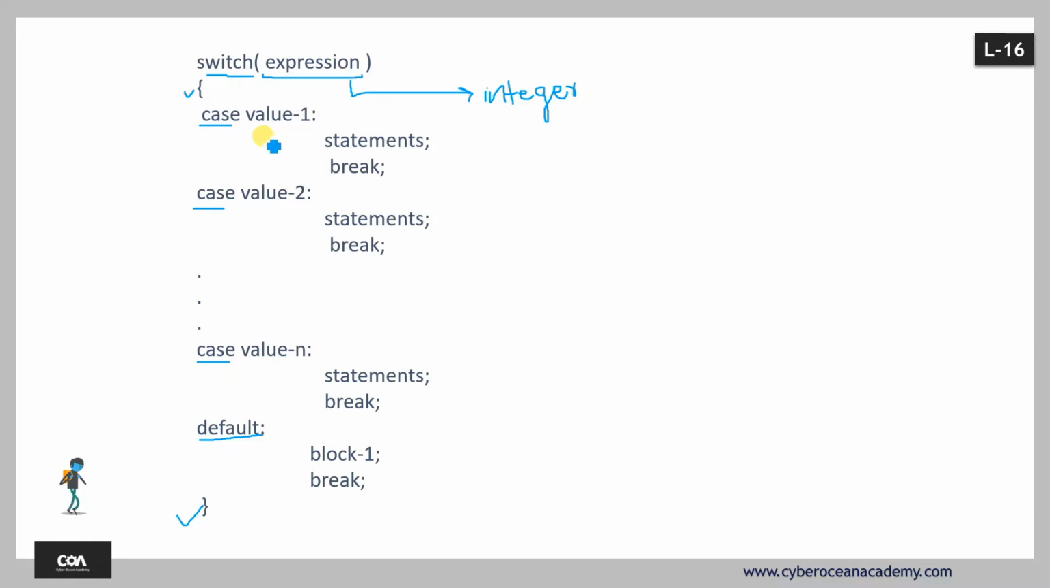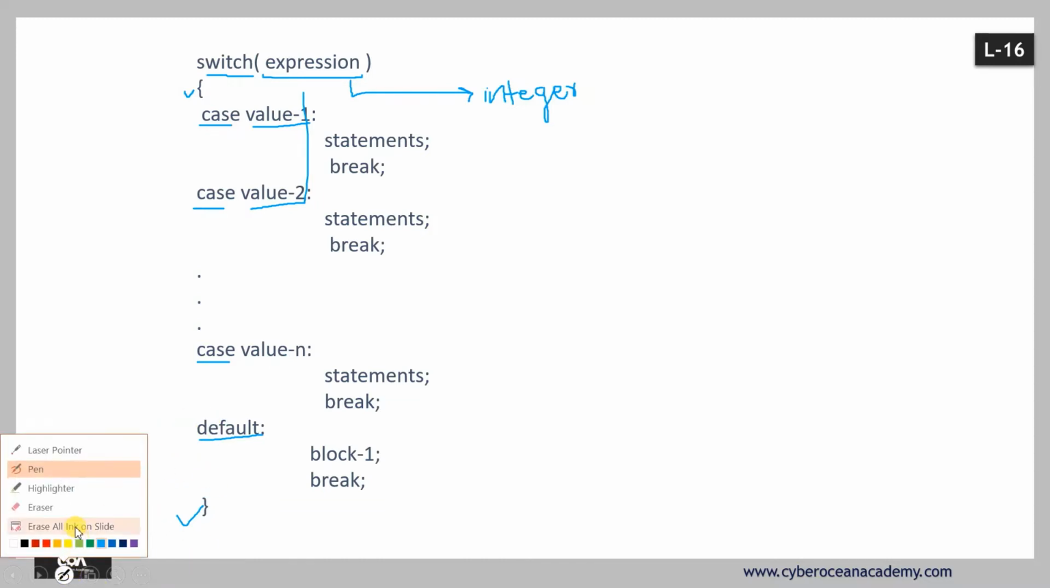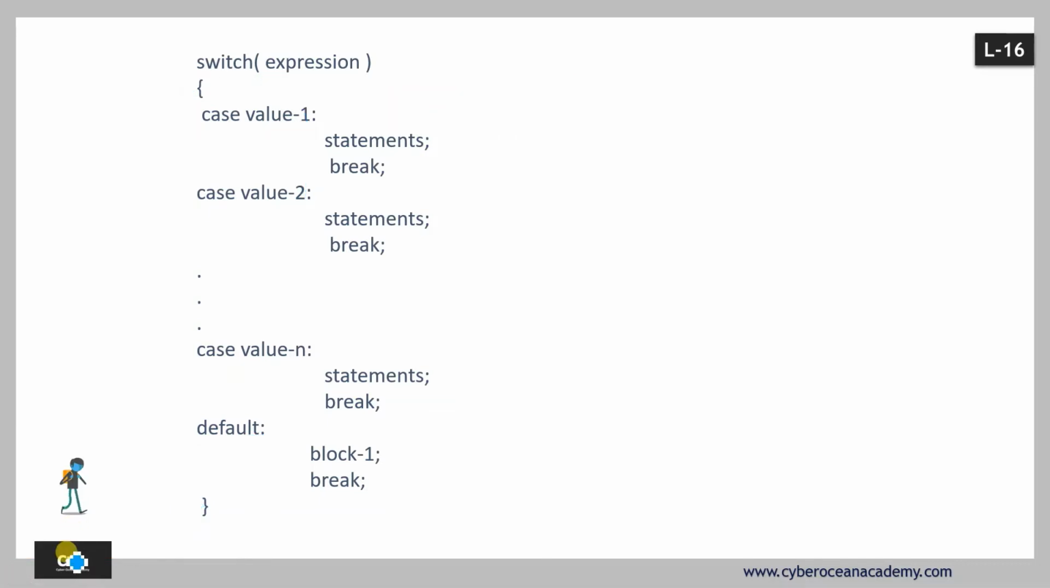Now how does it basically work? Here you can see that this is value 1, this is value 2. What is this value 1, value 2? Sorry, okay, give me an eraser. I'm just going to erase this. Okay, now it looks good.